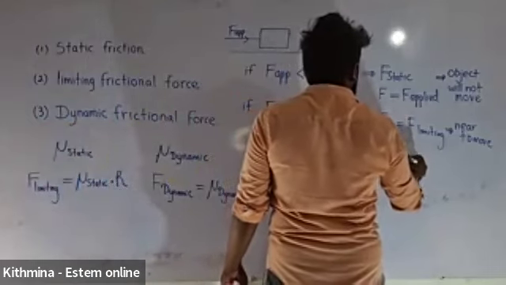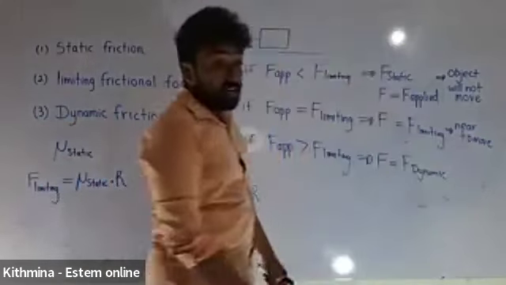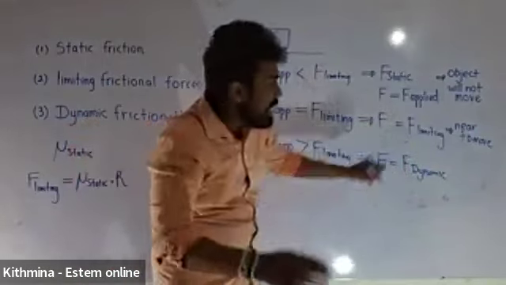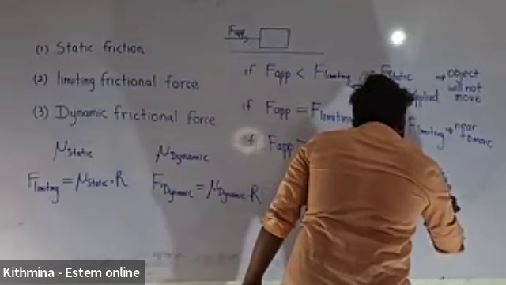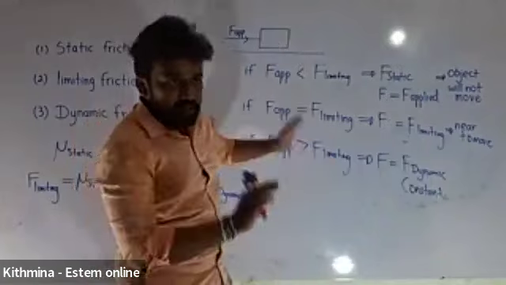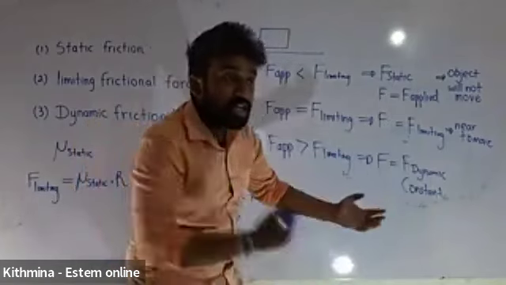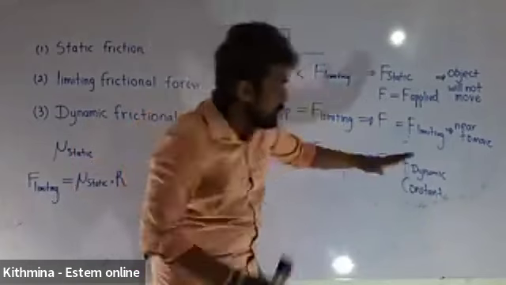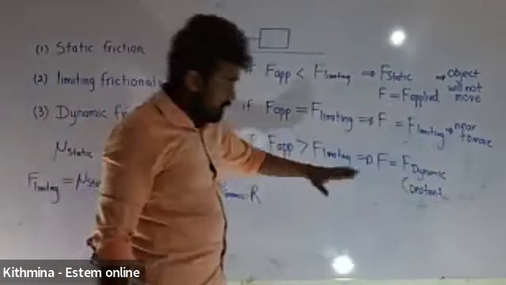Here, the frictional force becomes F dynamic, and the dynamic frictional force is somewhat less than the limiting frictional force, and this is constant. Even if we increase the applied force, when the object starts the motion and becomes dynamic, the dynamic friction doesn't change. It's constant.